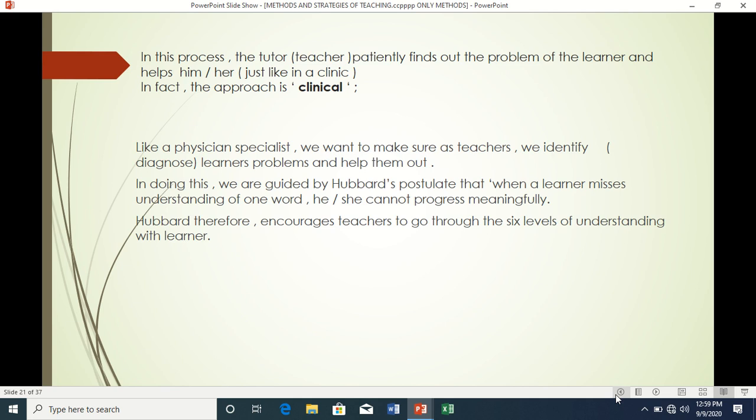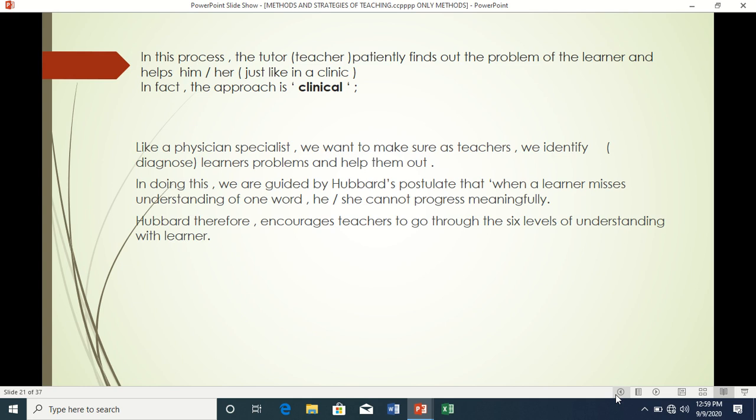And what do physicians do in a clinic or hospital? The patient is there, and the doctor or the physician specialist takes time using probing questions to find out what the problem is. So he diagnoses, and after diagnosing, then prescribes. So the teacher also here serves as a physician specialist and patiently, in a clinical sense, identifies the problem with the learner, so he or she can help the learner out.